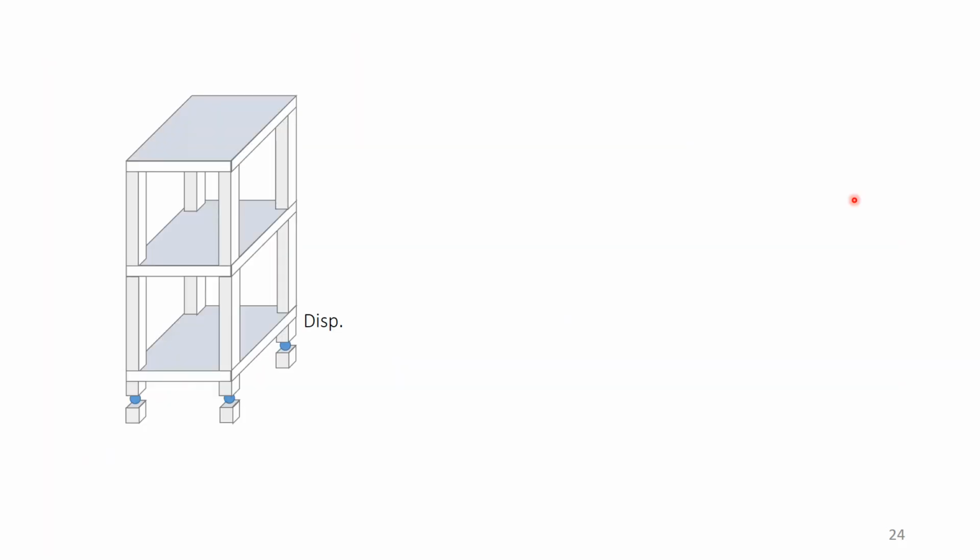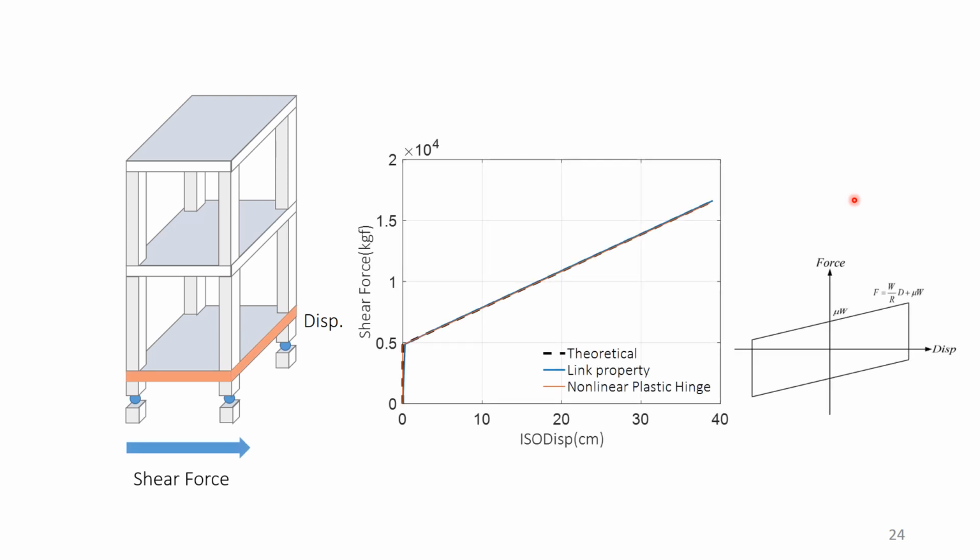So we can see from the results that we draw the shear force corresponding to the isolation displacement. And this figure is drawn according to the force displacement relationship of the friction pendulum bearings. The black dashed line is the theoretical value, the blue line is the result of the link property, and the orange line is the result of the nonlinear plastic hinge. So we can see that these three lines are very close. So we can say that the simulation is quite good.